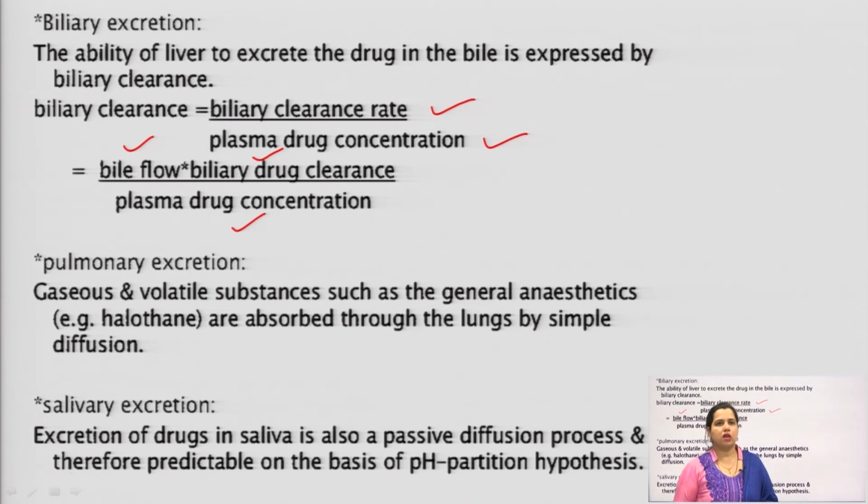Salivary excretion: excretion of drugs in saliva is also a passive diffusion process and is therefore predictable on the basis of the pH partition hypothesis. So, a drug excreted in saliva basically depends on its partition coefficient. If the drug has an appropriate partition coefficient, it can be excreted in the saliva.